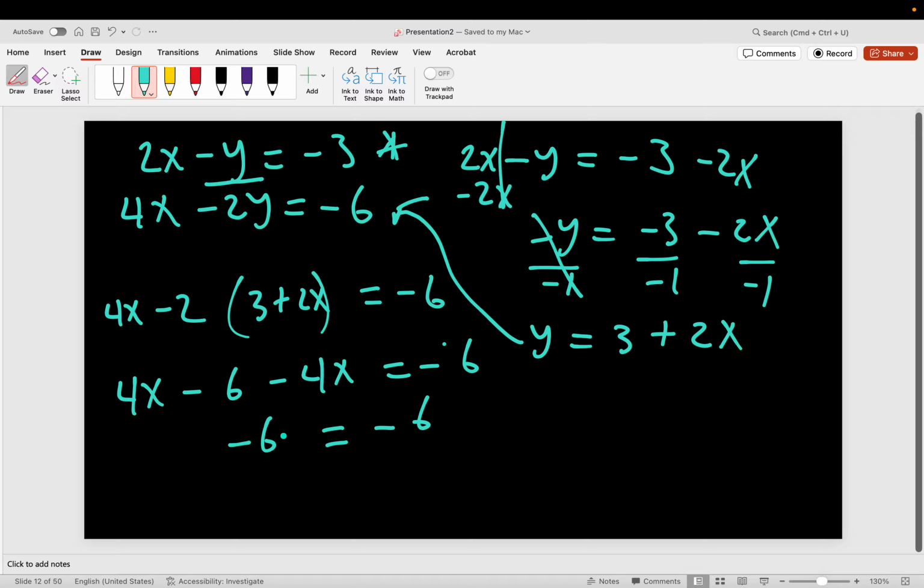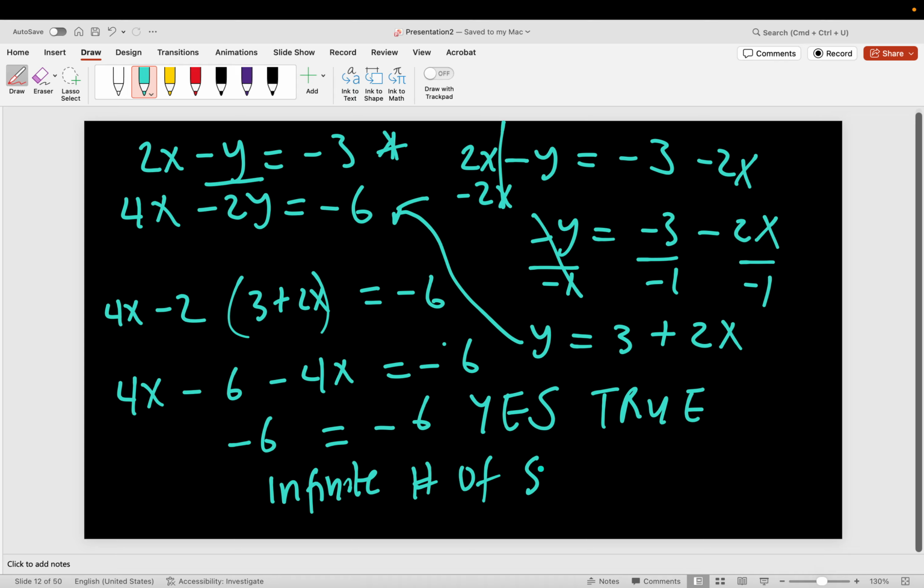I have a question for you. Is negative 6 equal to negative 6? If you said yes, you're right. So yes, negative 6 is equal to negative 6, so that's true. And since this is true, I have an infinite number of solutions because it's true. If it was false, there would be no solution.